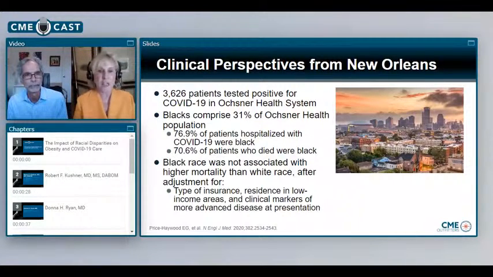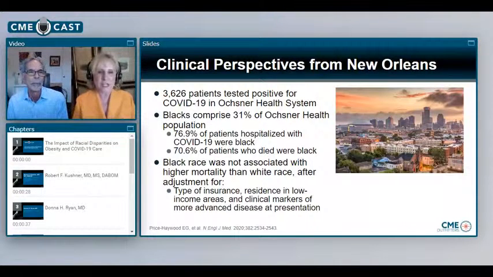And if you look at mortality, 70.6% of those who died were Black. So this is a great preponderance of susceptibility to adverse outcomes of COVID-19, to hospitalization, to death from COVID-19. What is causing that racial disparity?